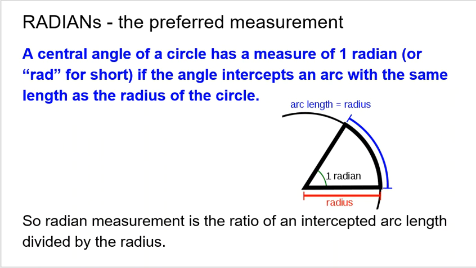So what the heck is a radian? A central angle of a circle has a measure of 1 radian, or we just say rad for short, because they're pretty rad, if the angle intercepts an arc with the same length as the radius of the circle. And for some kids, that's just mind-blowing to comprehend. So let's just really take this time slowly.